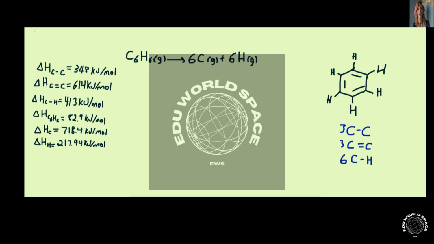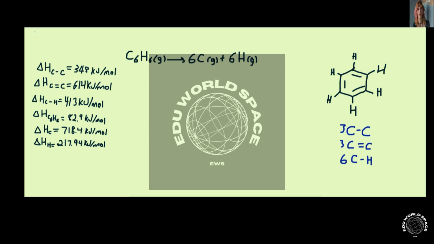Alright guys, we're doing problem number 118 of Chemistry, the Central Science. And it's this chapter 9. Use the average bond enthalpies to estimate delta H for the atomization of benzene and compare that value to that obtained by using delta H of formation given in Appendix C and Hess's law.